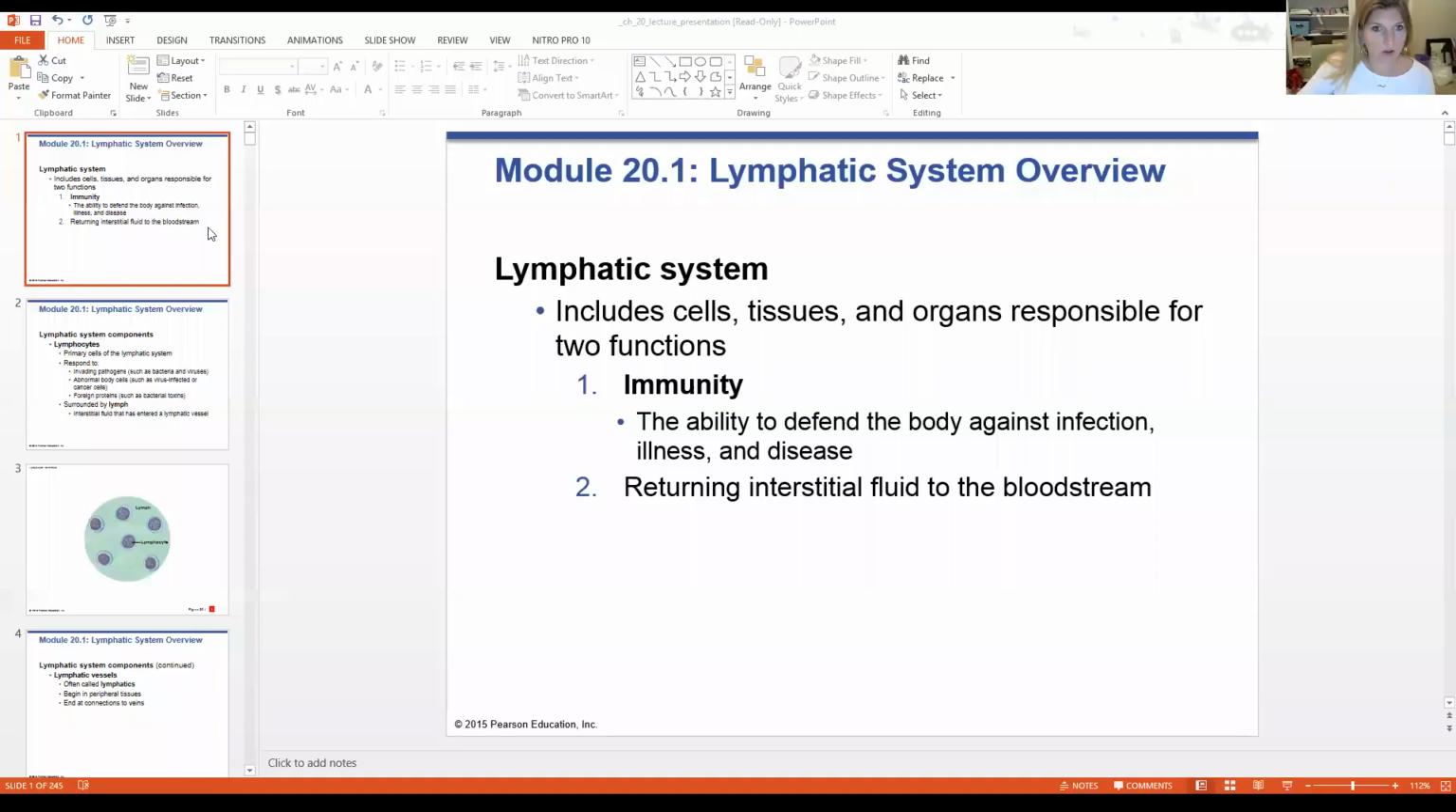Let's go to screen share. Take a look at this PowerPoint and get moving and shaking through this system. It's a brand new body system, and we alluded to it a little bit in the last section.